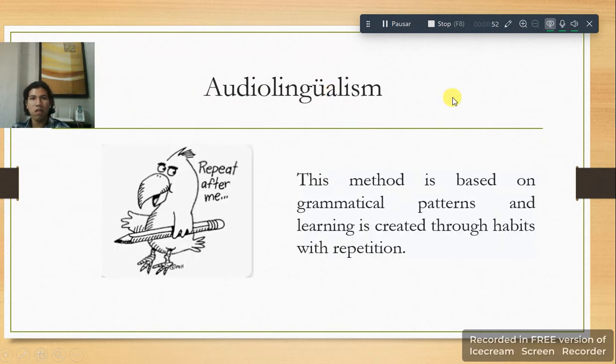Next is the audio-lingual method. This method is based on grammatical patterns, and learning is created through habits and repetition. You have to repeat a verb, repeat various sentences, and you have to remember them. You have to repeat the verb to be, the gerunds, or adjectives. This is a very interesting method, and it is very useful.